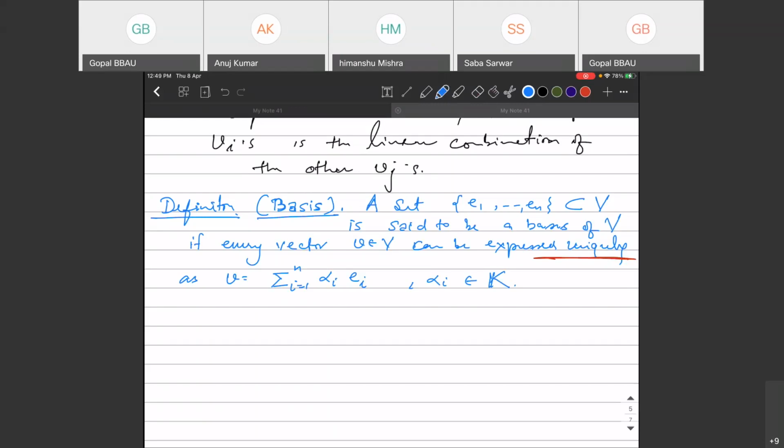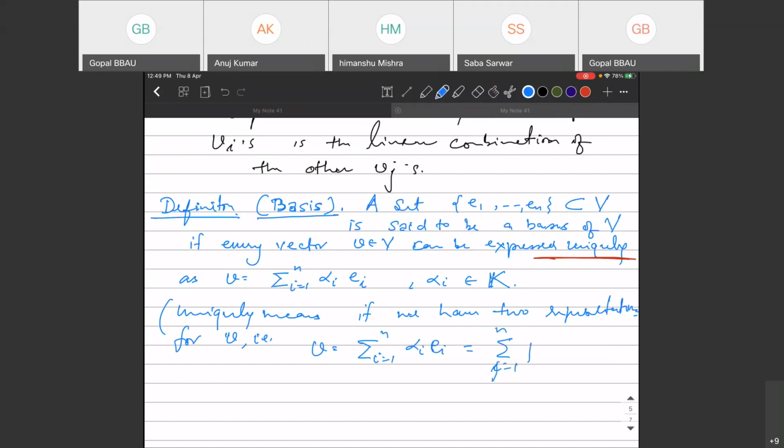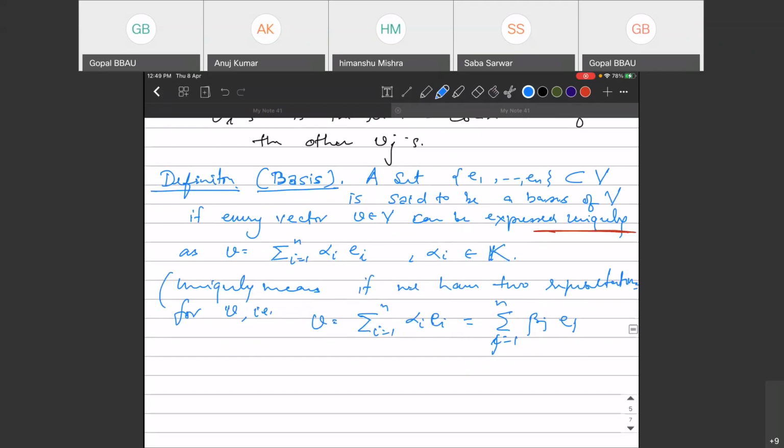What does this mean? Uniquely means that if we have two such representations of V, that is V equal to summation i equal to 1 to n of alpha i E i, and V equal to summation j equal to 1 to n of beta j E j, then alpha i equal to beta i. Okay, so let me write it.